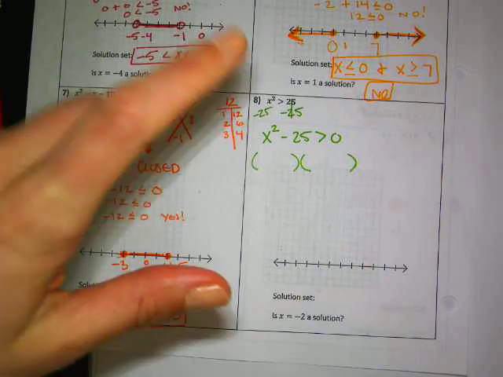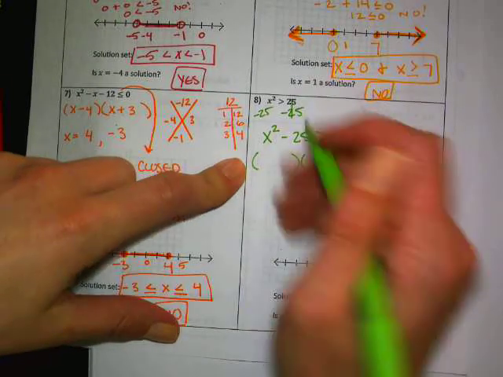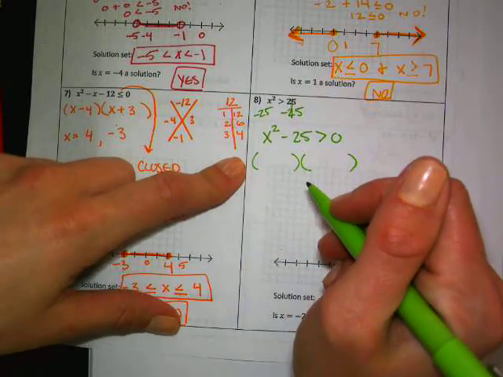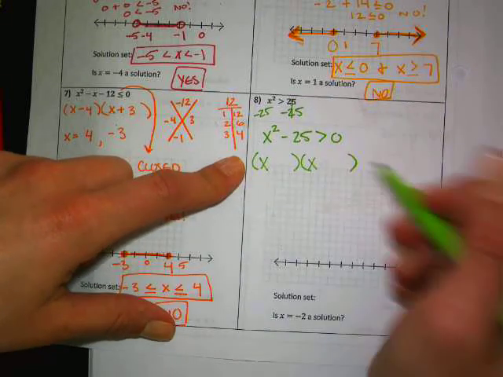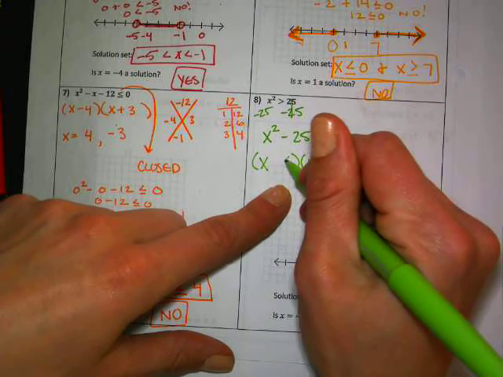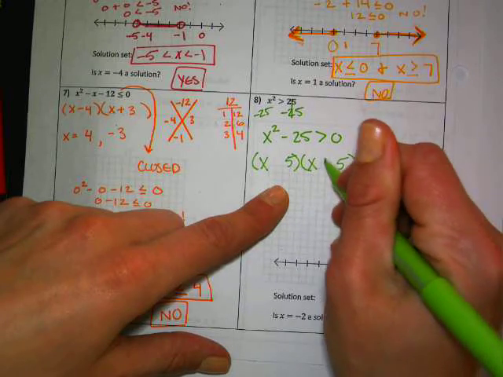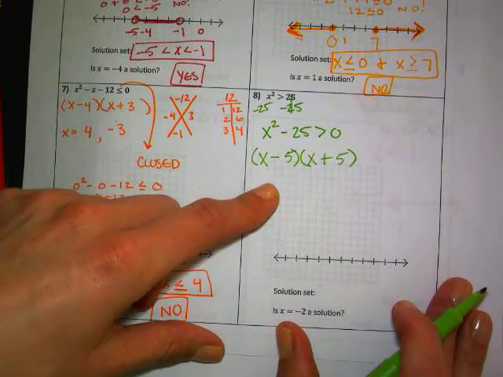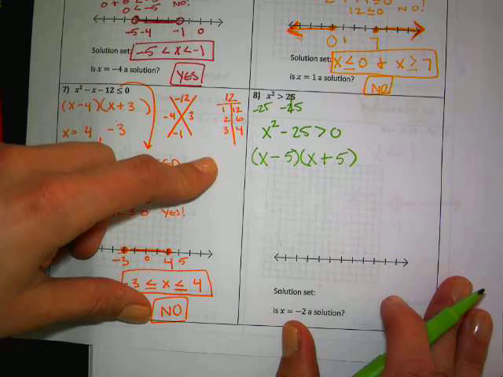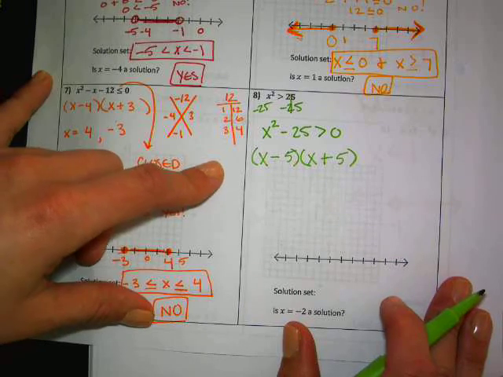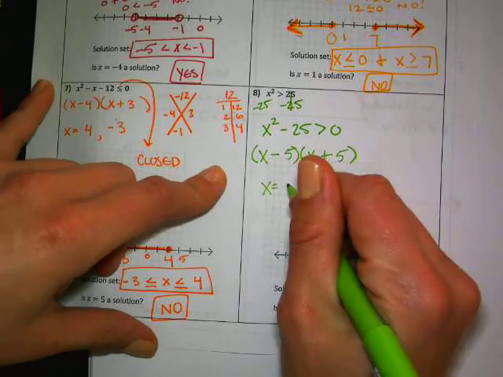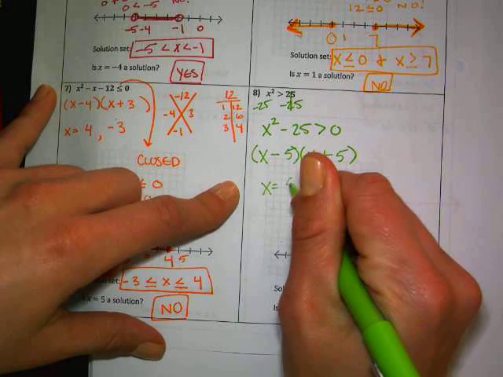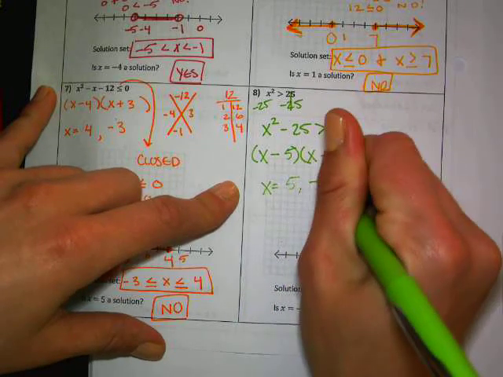Because x squared and 25, they're both perfect squares. What times what gives you x squared? X. Now what times what gives you 25? 5. Plus or minus? 1 is plus, 1 is minus. X plus, x minus. All right, so what are my two solutions? 5 and negative 5. X equals 5.